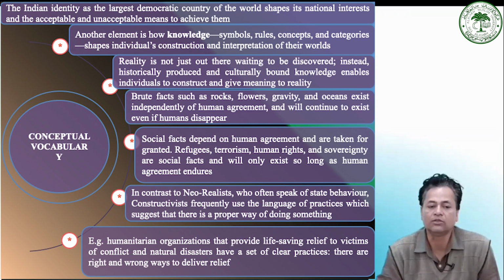Say for instance, humanitarian organizations that provide life-saving relief to victims of conflict and natural disasters have a set of clear-cut practices. There are right things and there are wrong ways to deliver the relief. So if you think of the Red Cross, or some other international aid giving institutions, they have their standard practices. They know what they have to do and what to avoid. For example, they always operate on the principles of impartiality, independence and neutrality.